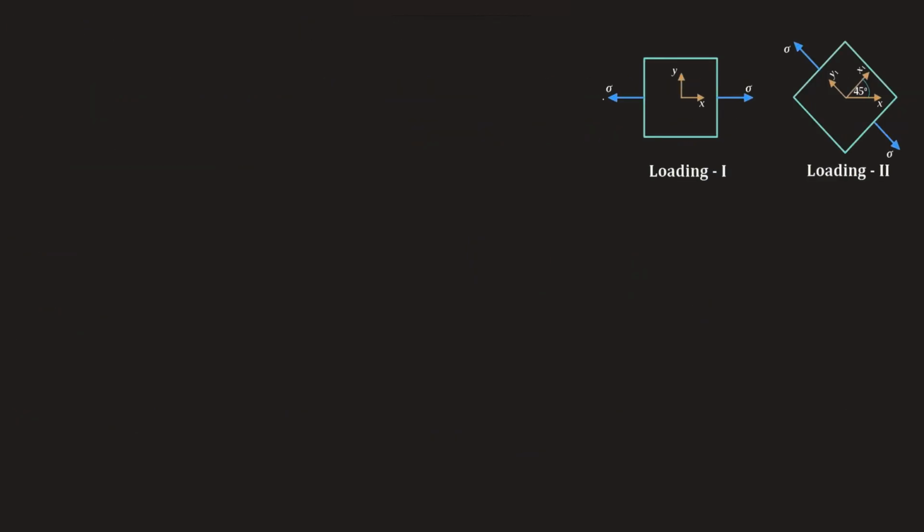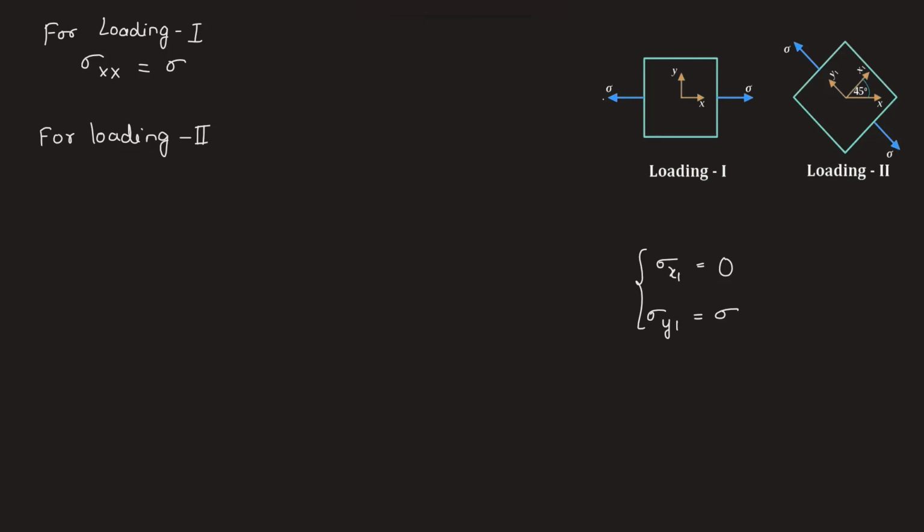Let's find out. In the first case, we can clearly see that sigma xx will be equal to sigma for loading 1, but for loading 2, we will have to transform the stresses into x direction, because right now we know the stresses in x1, y1 directions. That is, sigma x1 is given as 0 because there is no stress in this direction, while sigma y1 is given to be sigma. So these two stress values have to be transformed into the xy plane. For doing that, we will use the transformation equation.